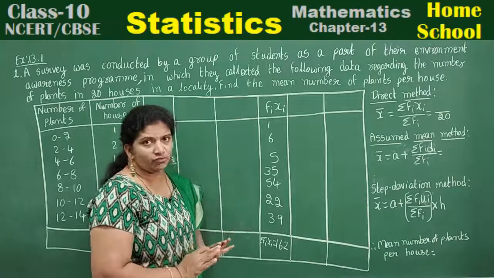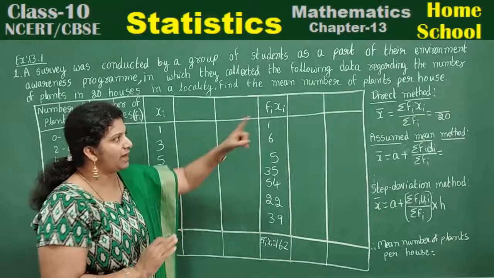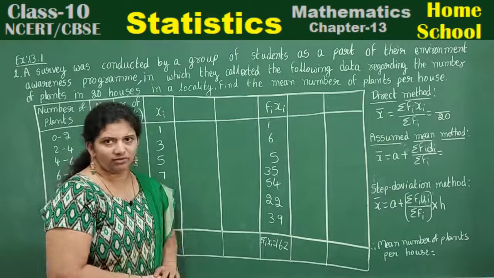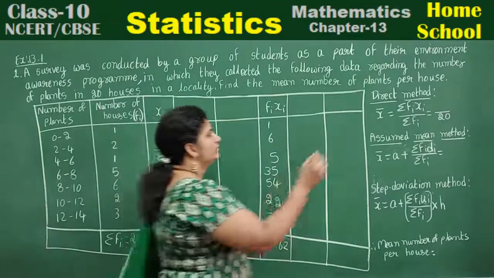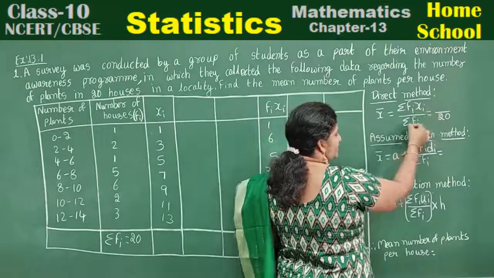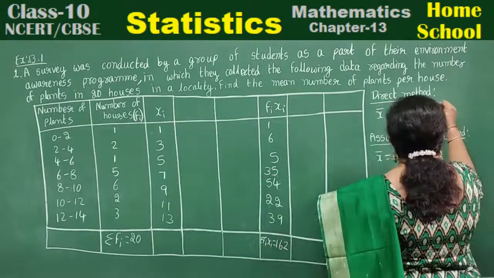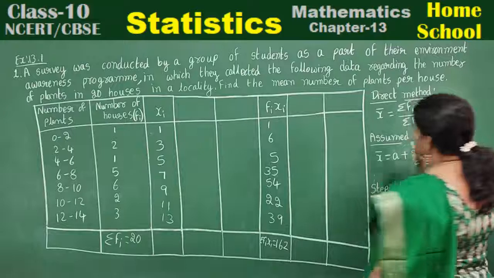To complete our direct method, this much table is enough. Only direct method you want to do, you can go with the fourth column, this one, and finish up, apply in formula, finish up your problem. Right? Direct method, x bar is equal to summation fi xi by summation fi. What is summation fi xi you got? 162.